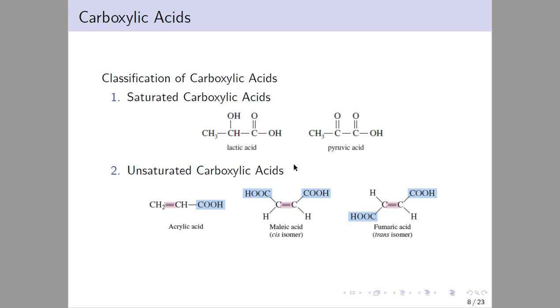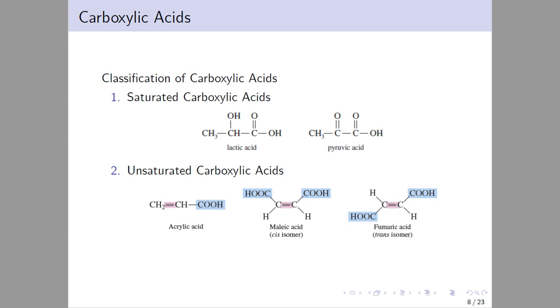Unsaturated carboxylic acid. Okay, so we have some of the C. We have a double bond between the C and C. On this one C and C, and this one C and C, a double bond.